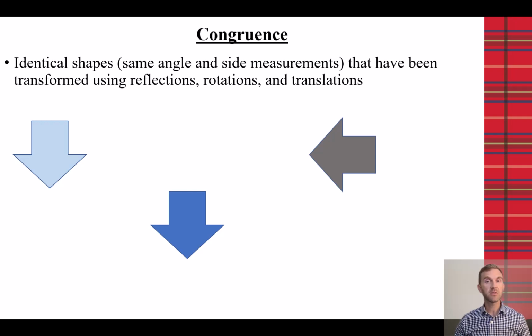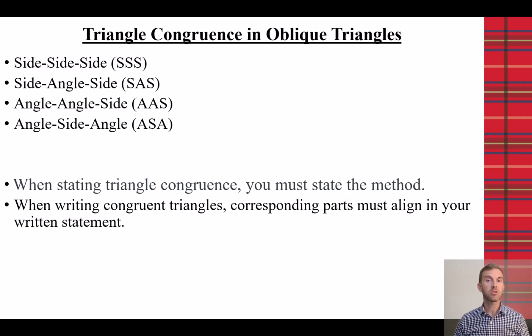Now we're going to use this idea of congruence to talk about triangles. And we're going to talk about oblique triangles or non-right triangles because right triangles have their own distinctions. Here we have four methods we can use: side, side, side; side, angle, side; angle, angle, side; and angle, side, angle. And we're going to look at those each individually. The big thing is when we state triangle congruence, we want to mark up our pictures and make sure we can determine which of these four methods make two triangles congruent, if they are congruent.